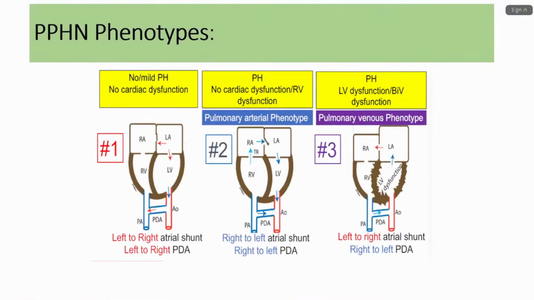This is the PPHN type based on echo diagnosis. The first one is no or mild PPHN with no cardiac dysfunction. The second one is PH with RV dysfunction. This is the pulmonary arterial phenotype. And third is PH with LV dysfunction or biventricular dysfunction. This is also called the pulmonary venous phenotype. Here you can see the LV dysfunction. In the second phenotype, we can see the RV dysfunction, and the first one has no cardiac dysfunction.